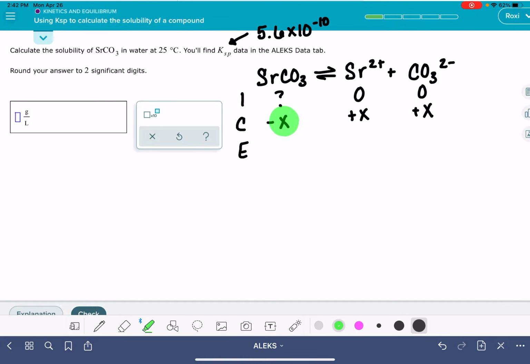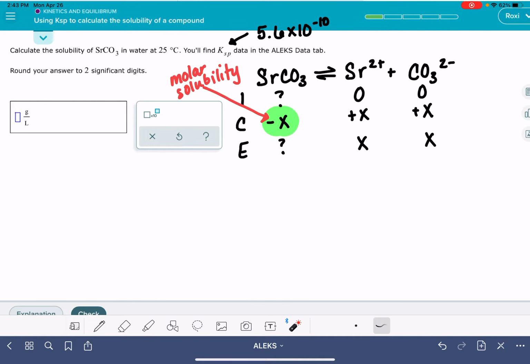And the minus x right here, that is the amount of strontium carbonate that's actually dissociating or dissolving. This x is our molar solubility. Not solubility, but molar solubility. So at equilibrium, we still are not going to know how much strontium carbonate we have. We'll have x strontium, we'll have x carbonate.